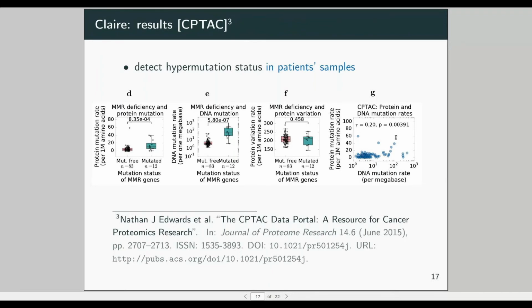And so it would be, of course, interesting to see whether the patients would actually respond better based on the protein mutation rate or DNA mutation rates.